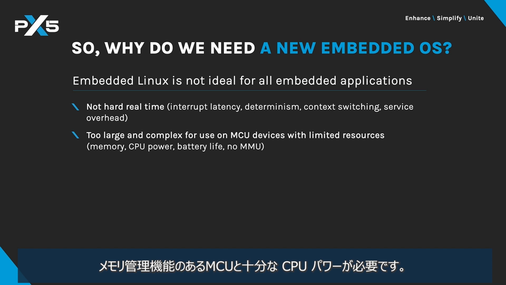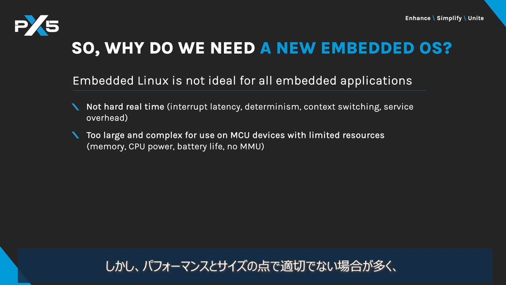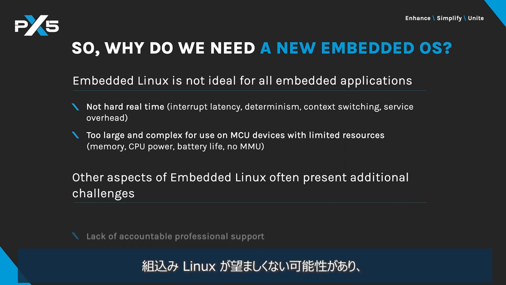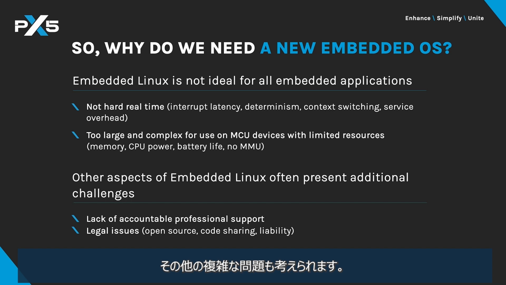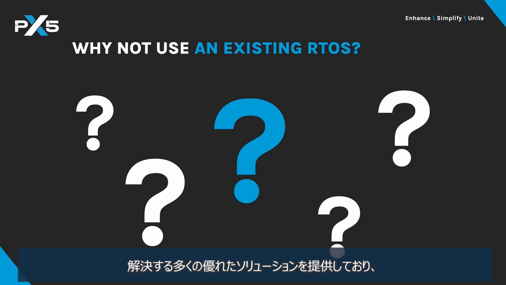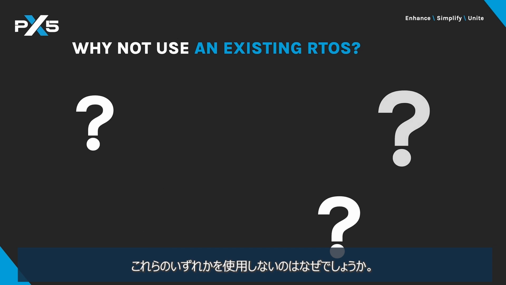Functionally, it's fine, but for performance and size, it's often not suitable. Then there are other possible complications, like a lack of professional support or legal issues that might make embedded Linux undesirable for a given application. Today's embedded industry offers many fine RTOS solutions that solve the performance, code size, support, and legal issues. And for those reasons, many are used in embedded devices that require high performance and small size. So why not use one of those?